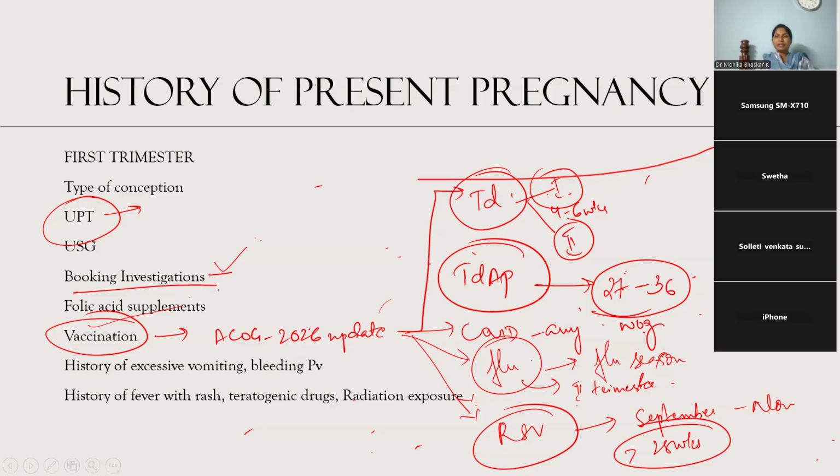The next important thing is we have to ask other history in the first trimester. So, what are the important history? History of excessive vomiting, bleeding PV, spotting PV, fever with rash, teratogenic drug exposure, and radiation exposure. So, usually there is vomiting in pregnancy, mainly because of secretion of beta HCG. So, what does beta HCG do? It goes and stimulates the vomiting center in the brain, that is chemoreceptor trigger zone. So it stimulates that, which causes vomiting during pregnancy.